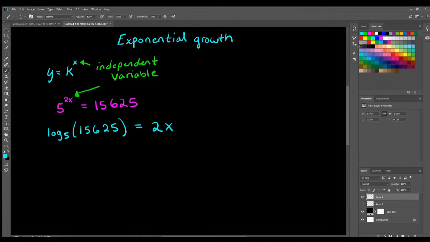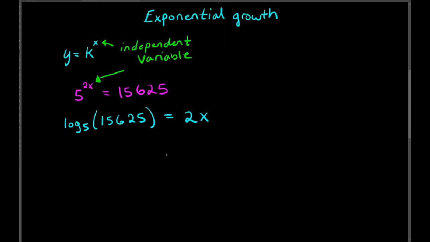And from here it's just a matter of putting it into a calculator. If your calculator doesn't have log base 5, you may have to look up the change of base formula. But from here, it's really just a matter of punching numbers into a calculator. And so when I do that, I get 6 is equal to 2x, so x is equal to 3.